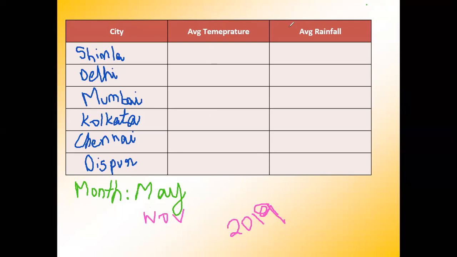So what I'm doing is finding data on Google. I'm going to go to Google and write average temperature of Shimla in May 2019, and whatever number I get, I'm going to put it out here. If your number is different, it's absolutely fine. You can use some other website and that is absolutely fine. So I'm doing it, and at the same time I want you all to do it.